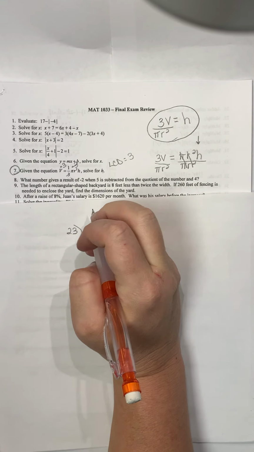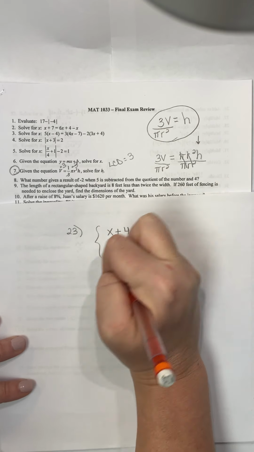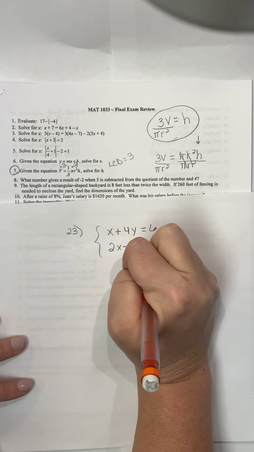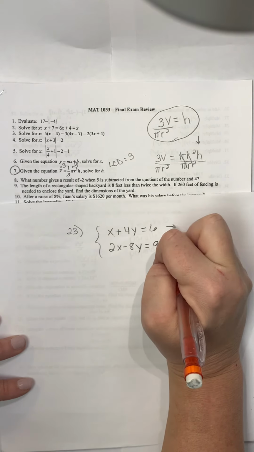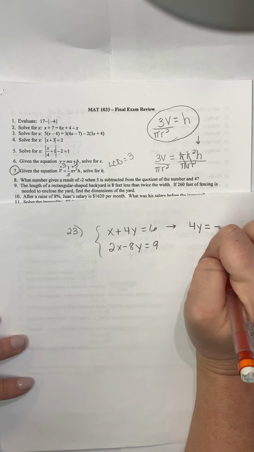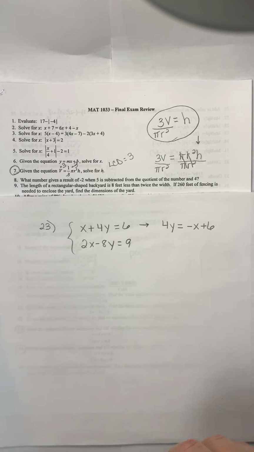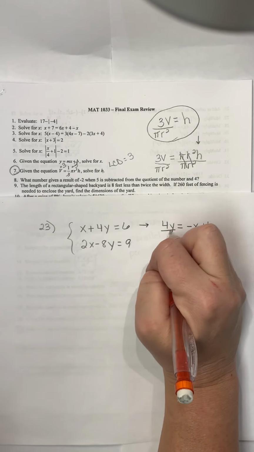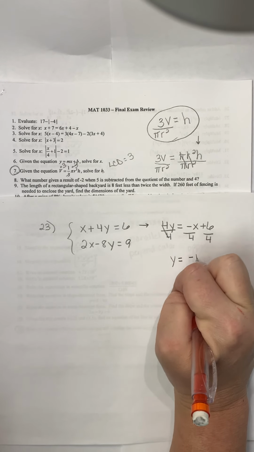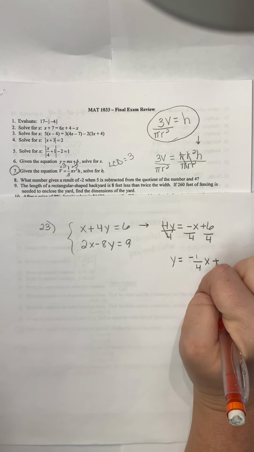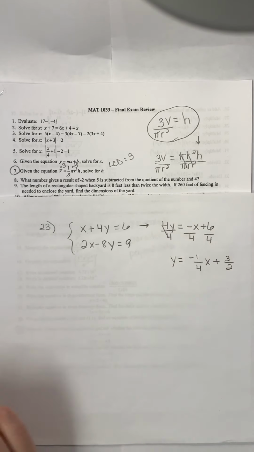So, okay, 23 looked like this. And what I want to do is solve both for y. So in this case, I'm going to subtract my x to the other side. Okay? I'm just subtracting x to the other side. Now, I still need to divide every term by 4. So y equals negative 1/4 x plus, normally it would be 6/4, but I can reduce this to 3/2.